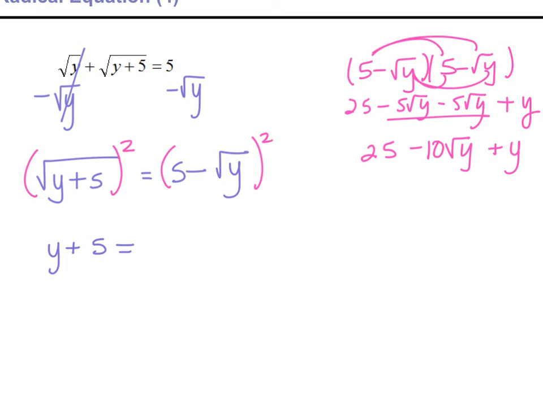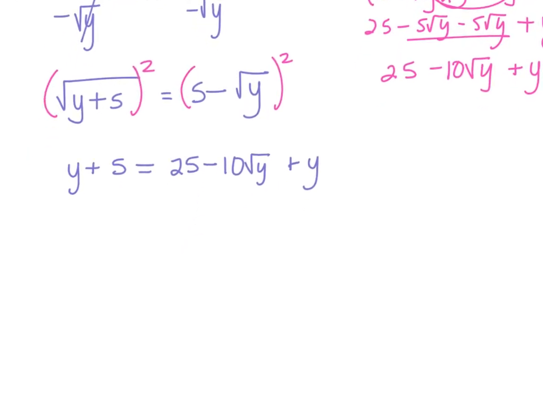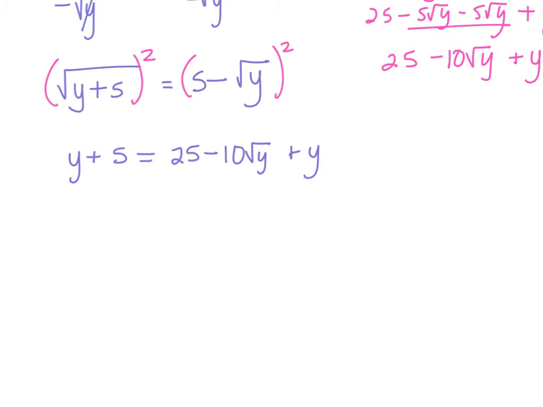Alright, so let's go back to our equation. So that 25 minus 10 square roots of y plus y. Alright, so we want to get our variables all on the same side. I'm going to subtract y from both sides. The y's cancel, leaving us with 5 equals 25 minus 10 square roots of y.